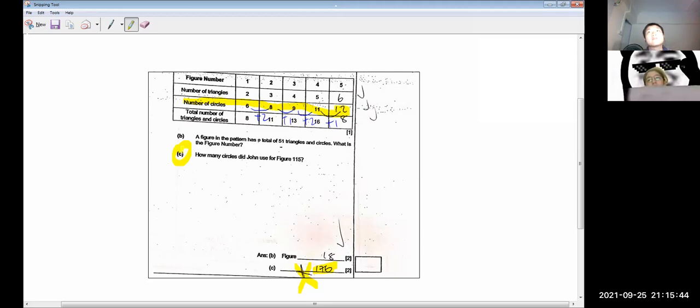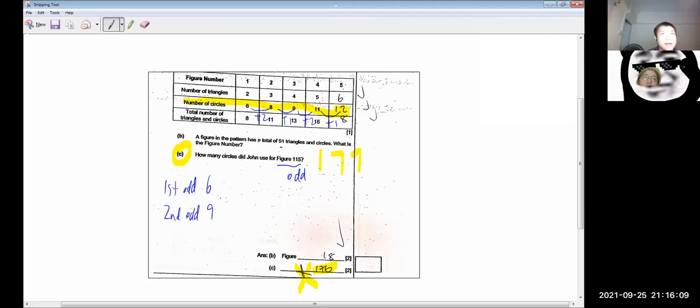Yes. 177. I'm not sure. Okay, let's look at it together. So over here they ask for the figure 115. So this is an odd figure. So I better use the odd figure to do it. So first odd, second odd, 9. Then third odd, 12. So this is plus 3. Plus 3, right? So it's plus 3 throughout.